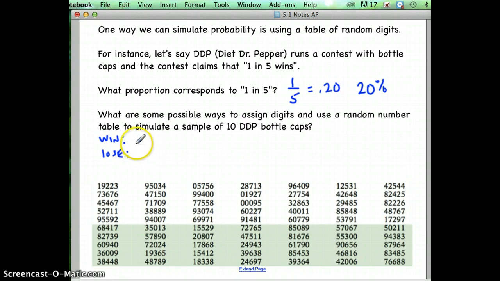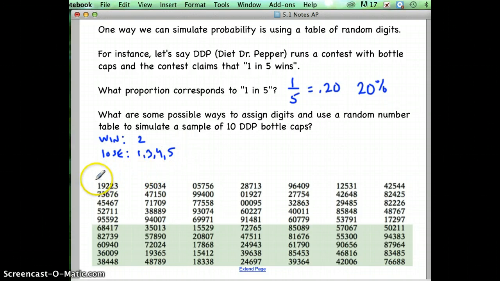Okay, now we can do this so many different ways. Let's say we use numbers from 1 to 5. If we're using numbers from 1 to 5, pick one of the numbers. How about 2? And the rest, up to 5, are going to represent losing. So, like 1, 3, 4, 5, something like that. So anytime I get a 2, that's a win, and anytime I get a 1, 3, 4, 5, that's a lose.